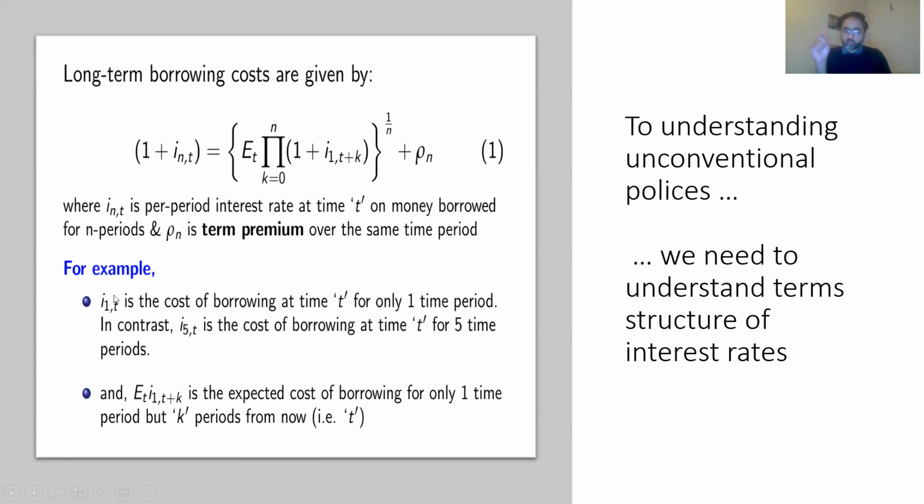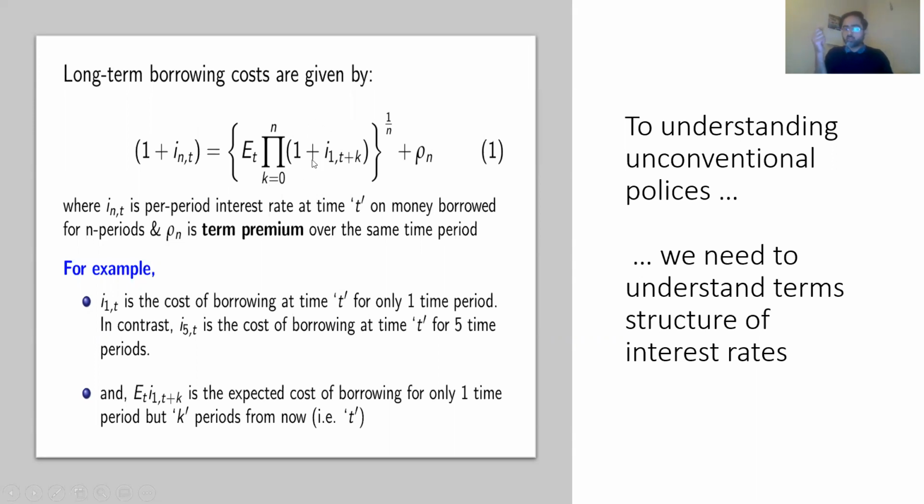I1t is the interest rate at time t on a 1-period bond. So this I'll call the short-term interest rate. So on a 1-period bond, the interest rate on that at time t, that's the short-term interest rate. And now you can see over here, this is an expression, this is I1, so it's the short-term interest rate at time t plus k. And k could be any number from 0 to n.